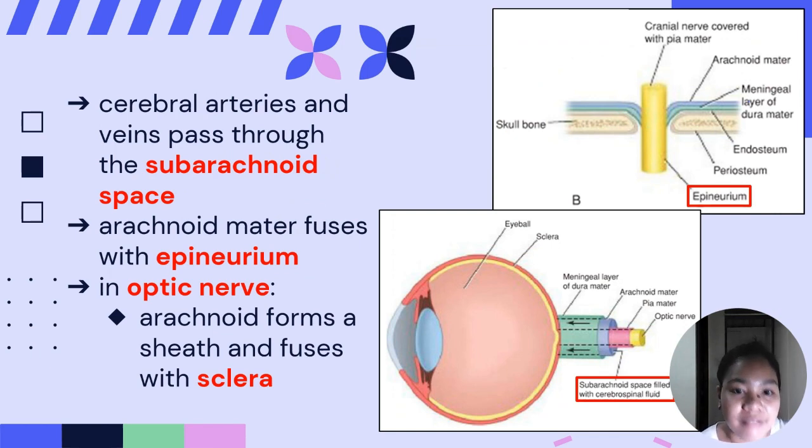Cerebral arteries and veins pass through the subarachnoid space. The arachnoid mater fuses with the epineurium. As we can recall, the epineurium is the outer layer of the nerve fibers, and the arachnoid mater fuses with it. In the case of the optic nerve, the arachnoid forms a sheath and fuses with the sclera of the eye, as in this diagram.